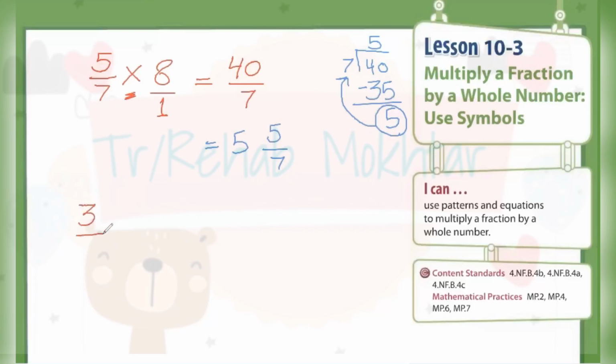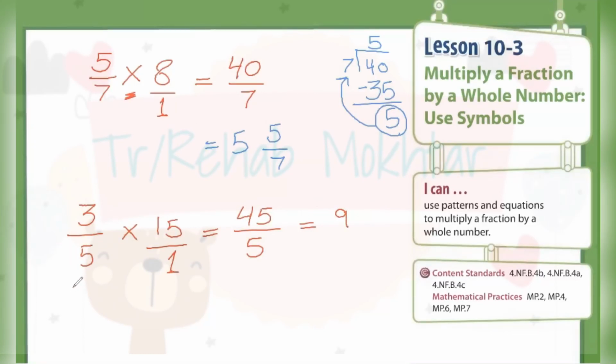Let's take another problem. I have 3 out of 5 times 15. The first step, I will put here 1 as denominator, then multiply 3 times 15 and 5 times 1. 3 times 15 equals 45 and 5 times 1 equals 5. 45 divided by 5 equals 9. Okay, teacher, do I have another way?